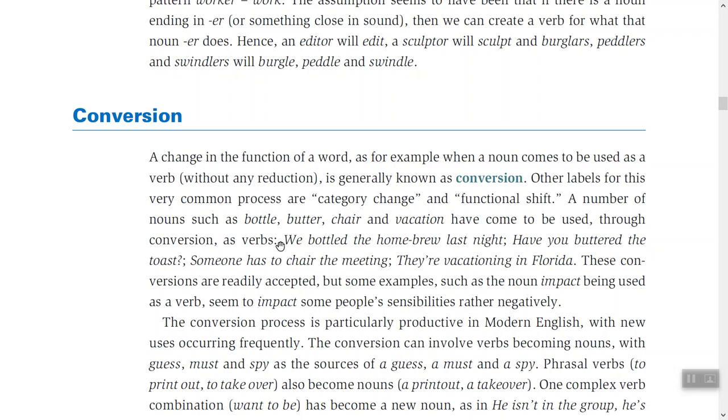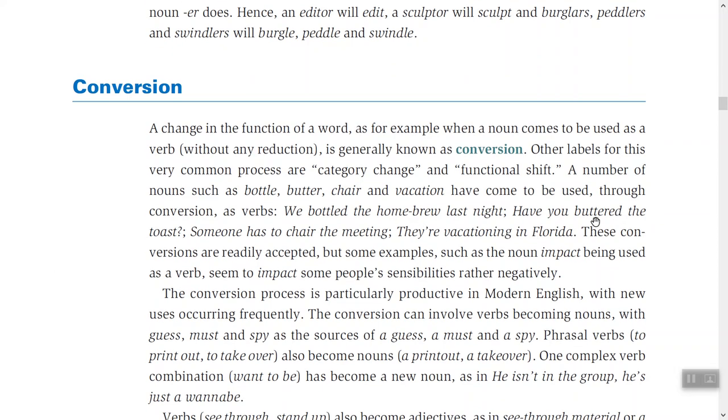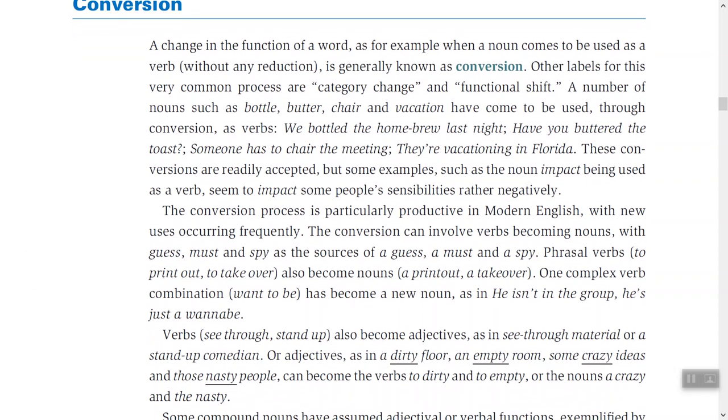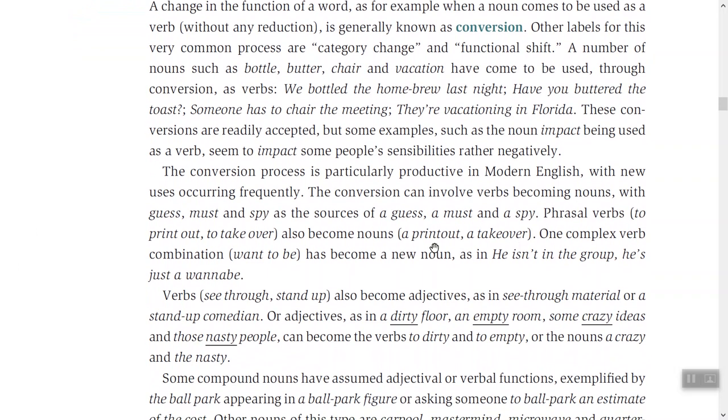We know bottle. We bottled the home brew last night. Butter. We know butter, but here it is used as what? Verb. Have you buttered the toast? You see, must, for example. You must go out. We can say it is a must. It is an obligation. Here we have guess, must, spice, spy: a must, a spy.